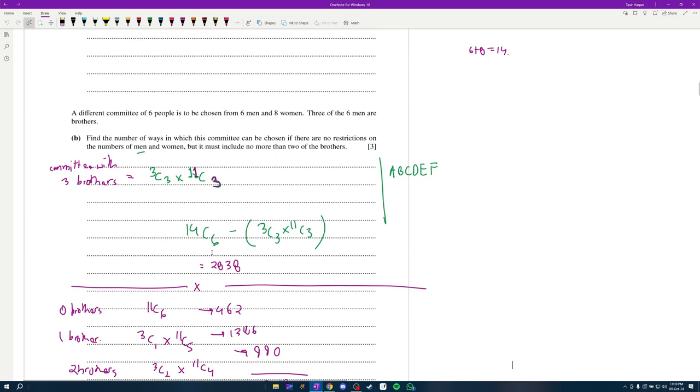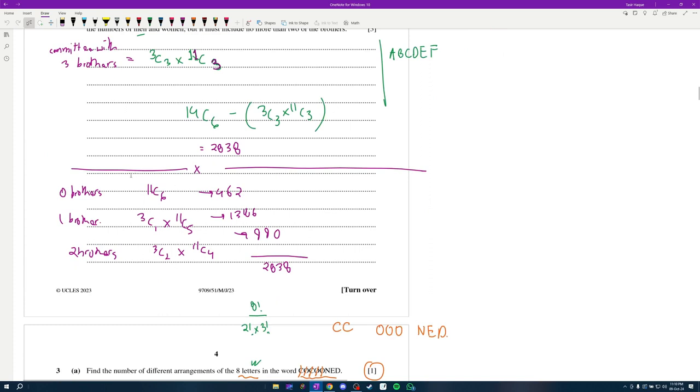And the complicated route is doing 0 brothers, 1 brother, and 2 brothers individually. So ignoring all 3 brothers, I have 3 men and 8 women. So that's 11 people. 11C6. Okay, 0 brothers. And then I'm taking 1 brother out of the 3. That's 3C1 times 11C5, 5 others. And then I'm taking 2 brothers, which is 3C2 times 11C4. That also gives you an answer of 2838, okay?